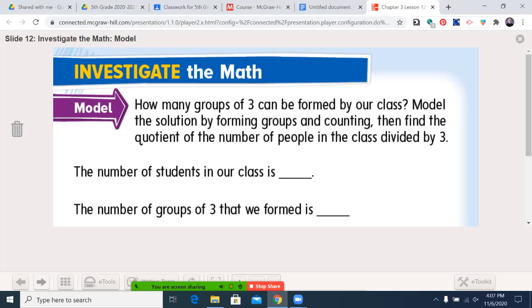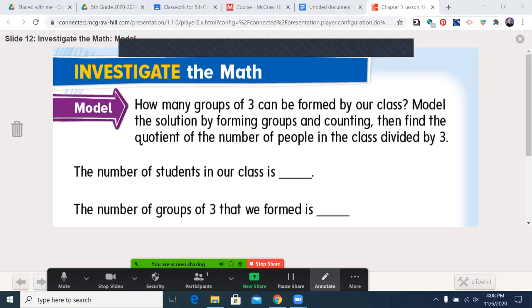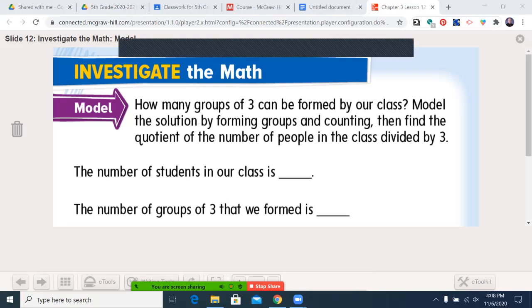So let's model one. How many groups of 3 can be formed by our class? Model the solution by forming groups and counting. Then find the quotient of the number of people in the class divided by 3. And I'm going to go ahead and assume that we're all here. And that way we're not in our group of 3 as we would be today, because that seems like it would be kind of boring to put us in one group.